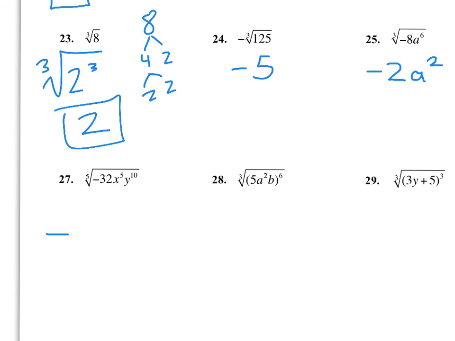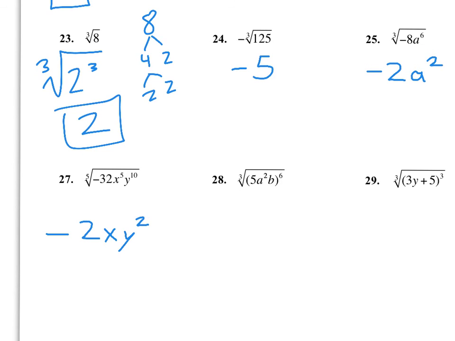Alright, 32 is 2 to the 5th, so the 5th root of 32 is 2. We divide the exponents by the index, we're going to get x to the first and y squared. Right, we don't have to check for absolute value again because that's only when the index is even and the exponent goes even to odd. When the index is odd, you don't worry about it at all.